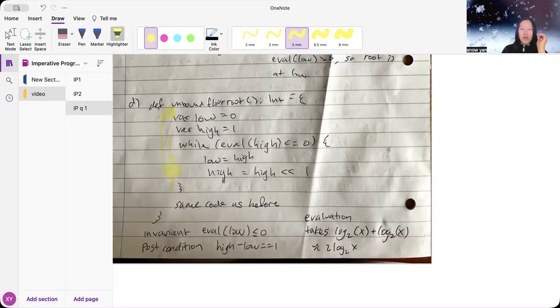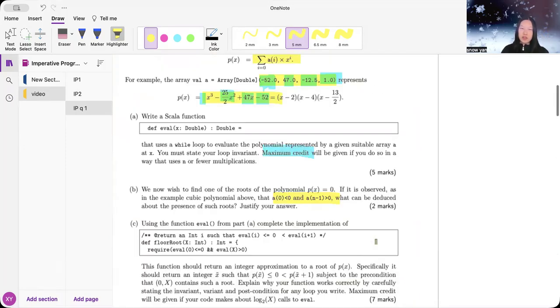The invariant for our loop is that eval(low) is smaller than or equal to 0 at all times. And the postcondition is that high minus low equals 1, and then we use the same code as before. The evaluation takes log 2x for this first part, and the previous part, as before, takes log 2x. So in total, it would be approximately 2 log 2x evaluations.